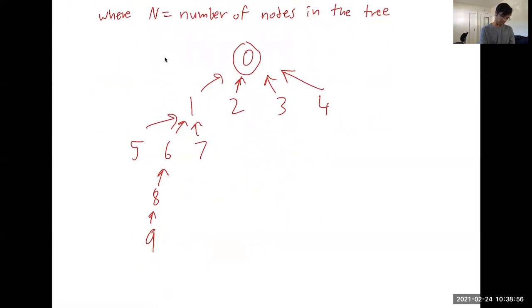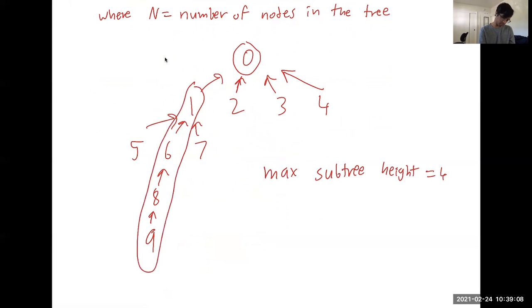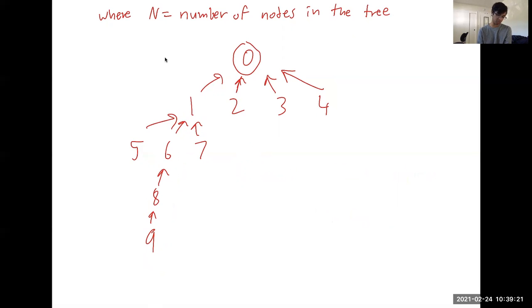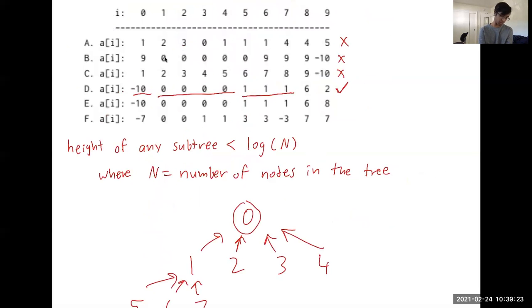So now the max subtree height equals 4, right? Because there's a subtree of height 4 right here. And the issue is that 4 is greater than log 10, because log 10 is like 3 point something. And so what that means is that now we've broken the rule, the invariant, and so this tree is no longer possible to create through path compression and a weighted quick union.